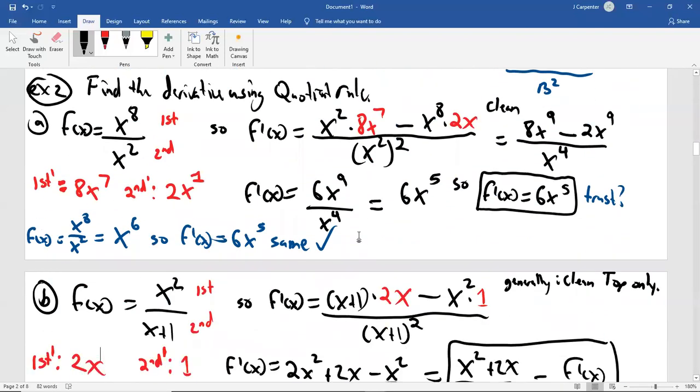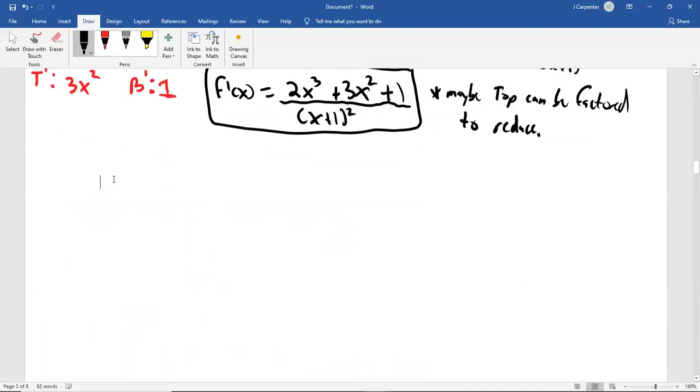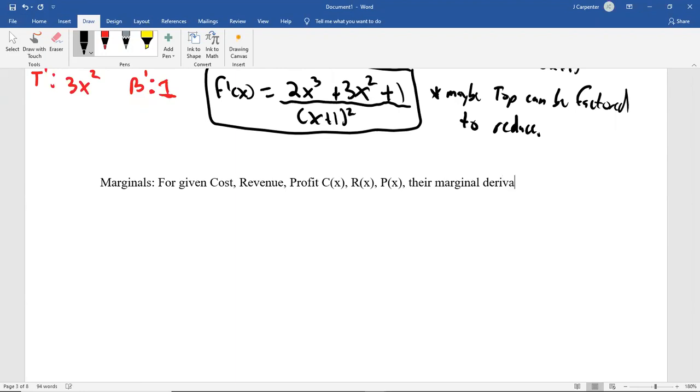All right, so let's get into kind of a side bit of information, but it all relates. It's something I did talk about a little bit in the last section with marginals. So remember that for given cost, revenue, or profit functions, which are C of x, R of x, and P of x, respectively, their marginal derivatives, or their marginals, which are marginal cost, revenue, profit, are the derivatives.